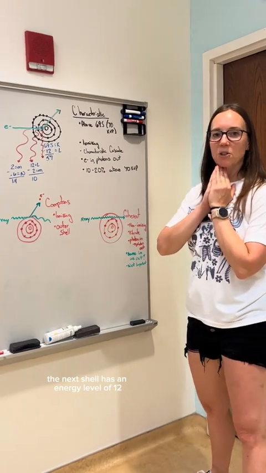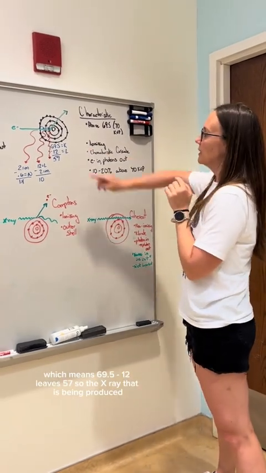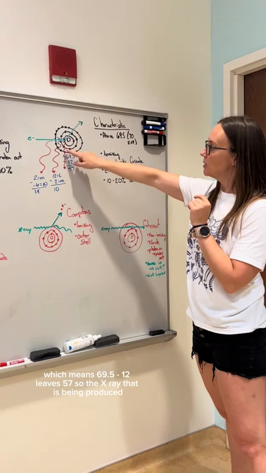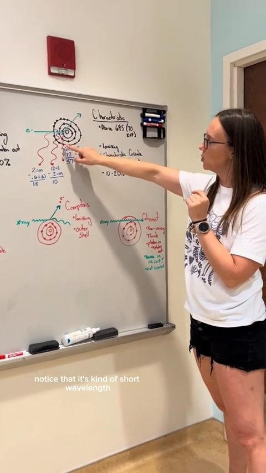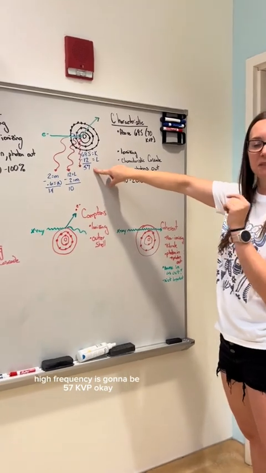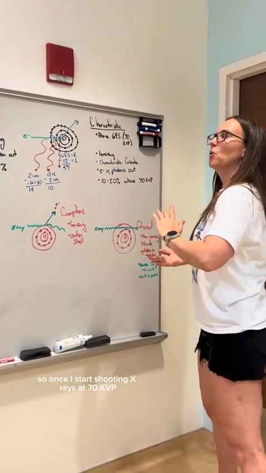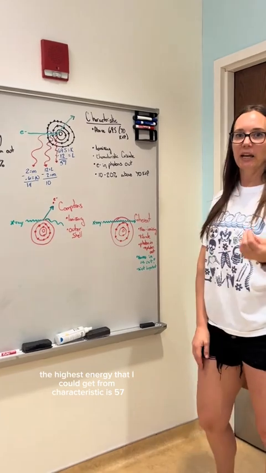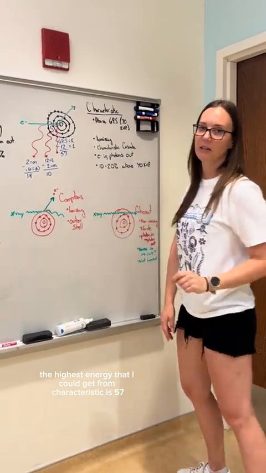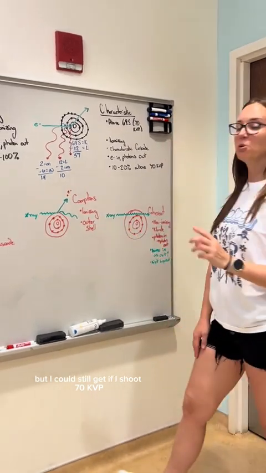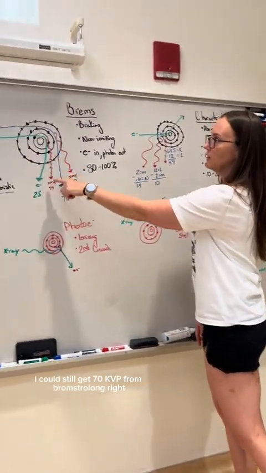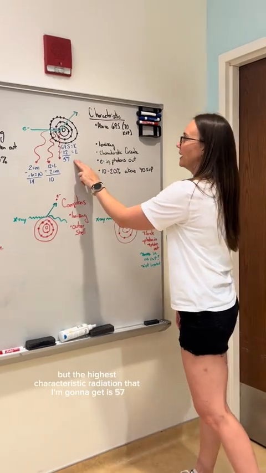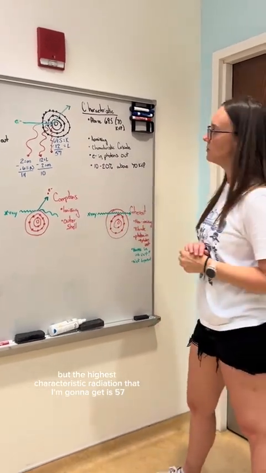The next shell has an energy level of 12, which means 69.5 minus 12 leaves 57. So the X-ray that is being produced, notice that it's kind of short wavelength, high frequency, is going to be 57 keV, okay? So once I start shooting X-rays at 70 kVp, the highest energy that I could get from characteristic is 57. But I could still get, if I shoot 70 kVp, I could still get 70 kVp from Bremsstrahlung, right? Or 69 kVp. But the highest characteristic radiation that I'm going to get is 57.